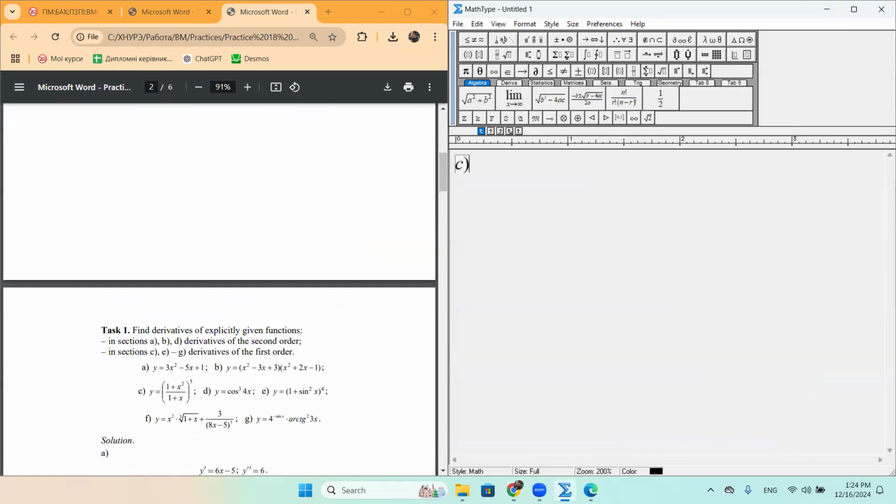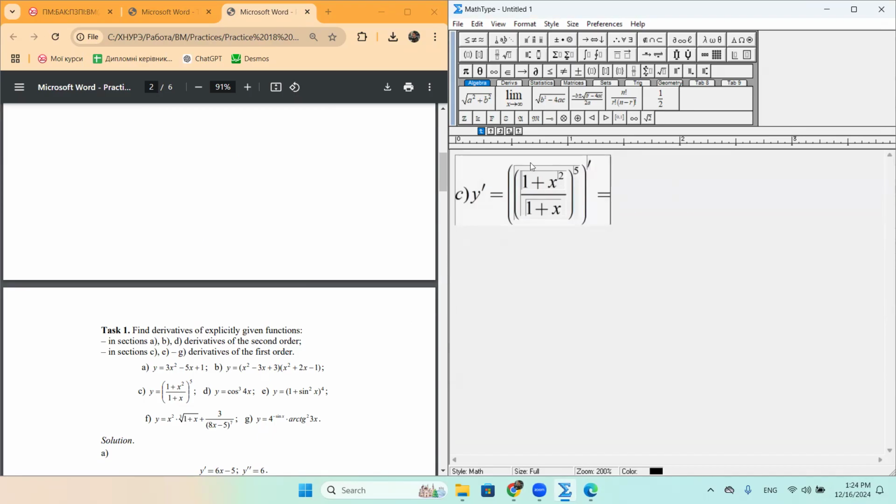So now part C, and for C we just need to find the first derivative. As we can see, it's a large expression, so finding the first derivative is not a very convenient task. So 1 plus x to the power of 2 divided by 1 plus x, and everything to the power of 5.